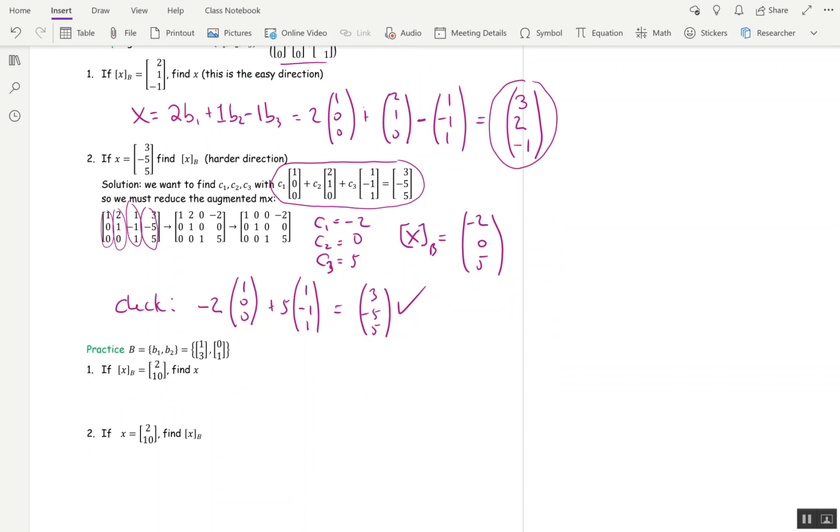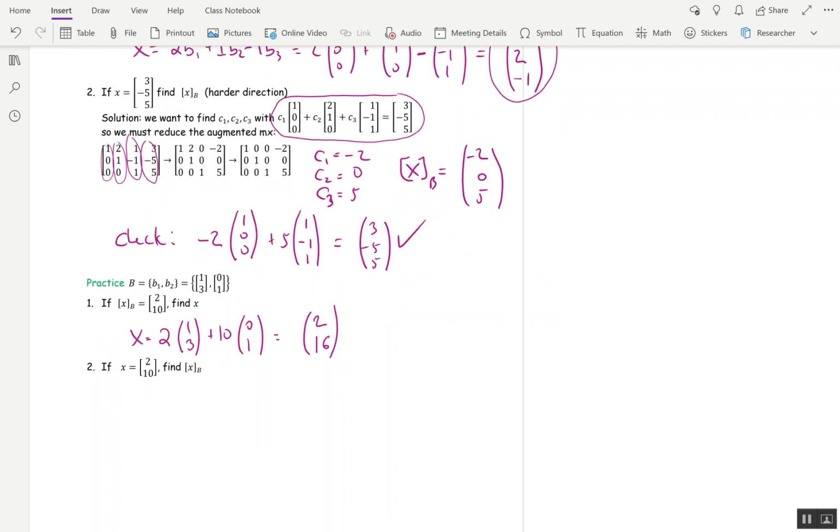All right, welcome back. The first one is the easy direction. If we're given xb, then x is just twice b1 plus 10 times b2, which is 2, and then 6 plus 10 is 16.